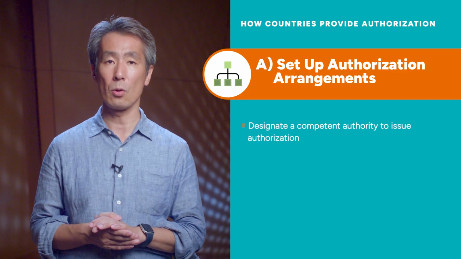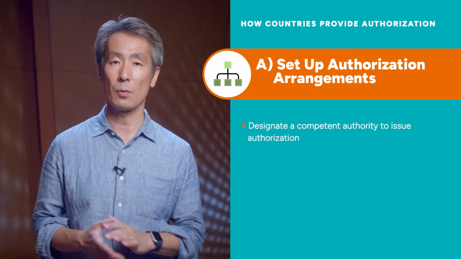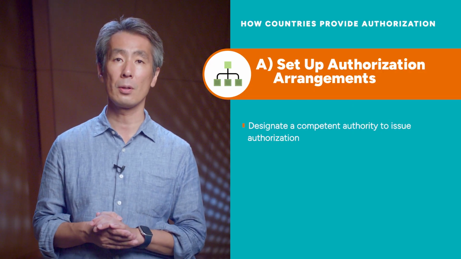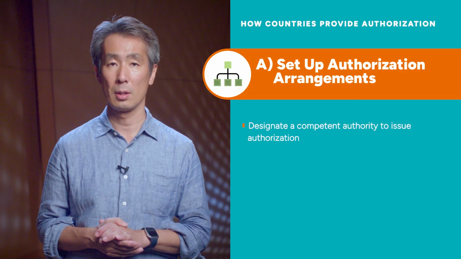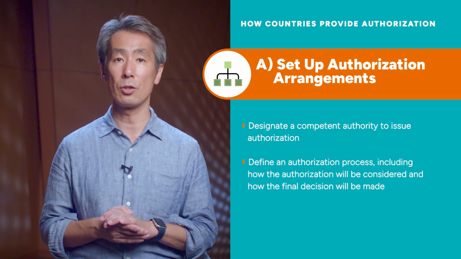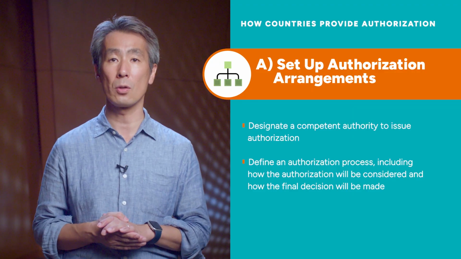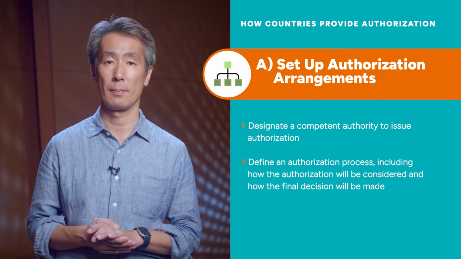Designate a competent authority to issue authorization. This could be, for example, the Minister of Environment or other specialized government agency or body. Define the authorization process, which may include how the authorization will be considered and how the final decision will be made.